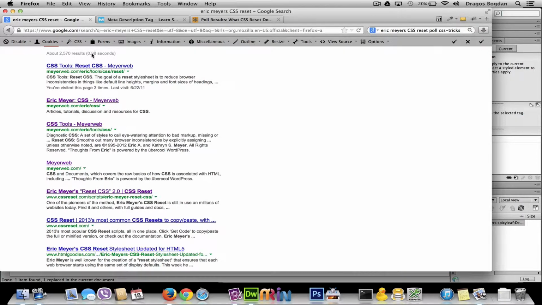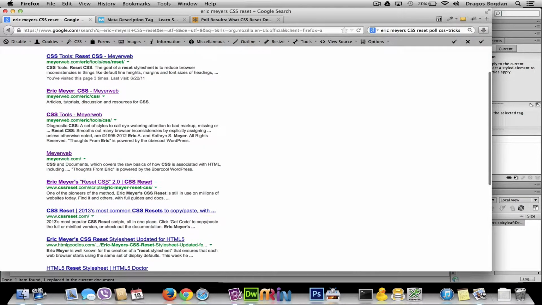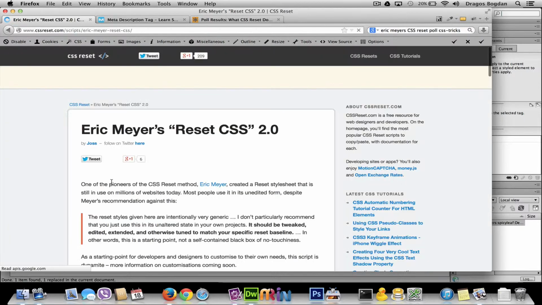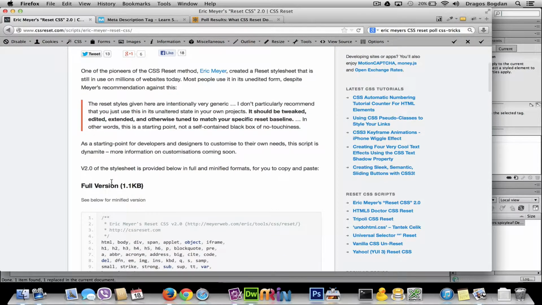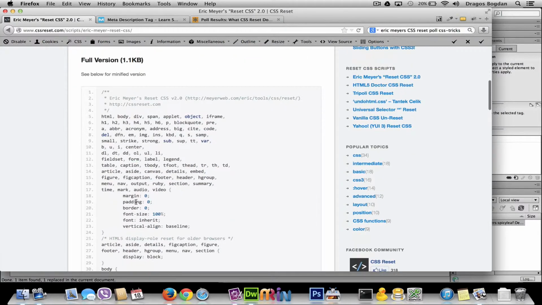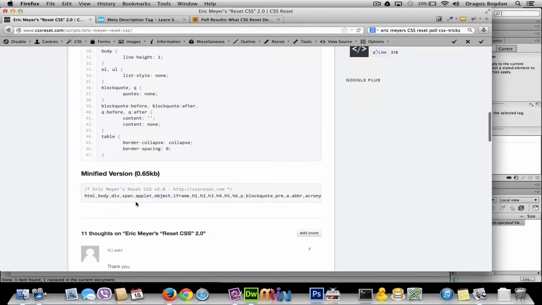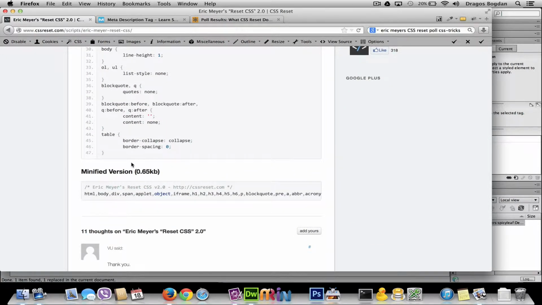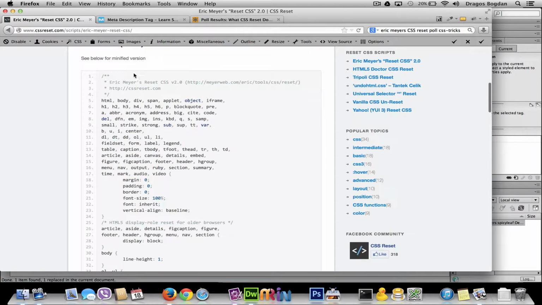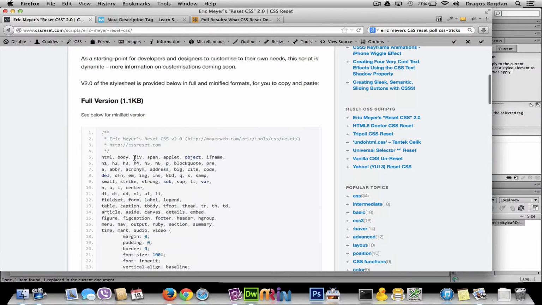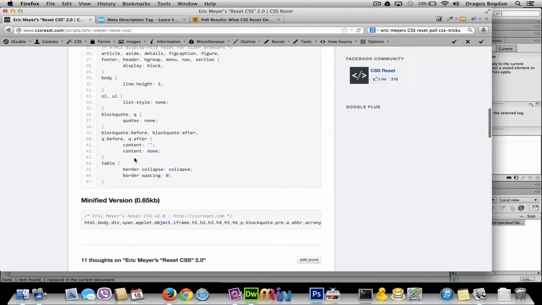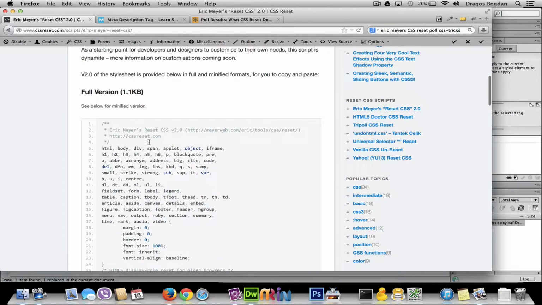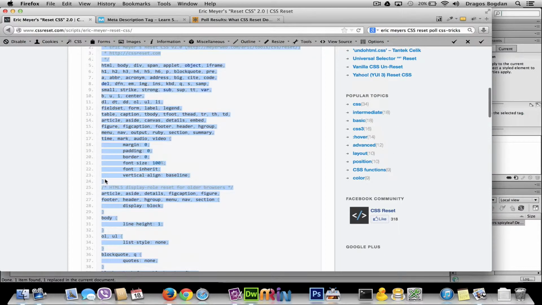So anyway, let's actually find his reset. So here we go, Eric Meyer's reset 2.0, which I do believe, well, I know, is the most recent one. So here's Eric Meyer's reset, and well, we really have two choices over here. You could get the regular one where you see what's going on, or you get the minified version. I mean, depending on where you are, look how tiny this is, not even 1 kilobyte, the minified, but this one is a whopping 1 kilobyte.